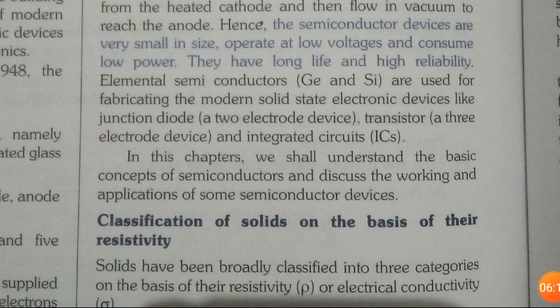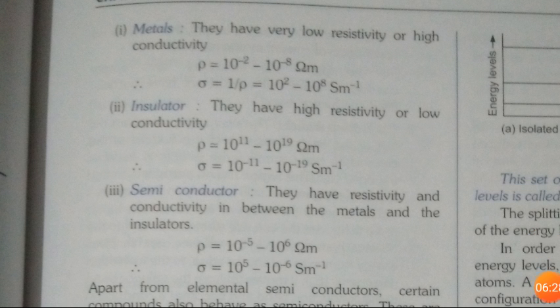First of all, let's see the classification of solids on the basis of their resistivity. Resistivity is denoted by rho and conductivity is denoted by sigma. So on the basis of their resistivity or conductivity, the solids are basically divided into three categories: metals, insulators, and semiconductors. Metals have low resistivity and high conductivity. The value of resistivity rho here is 10 to the power minus 2 to 10 to the power minus 8 ohm meter. This is the range of resistivity.